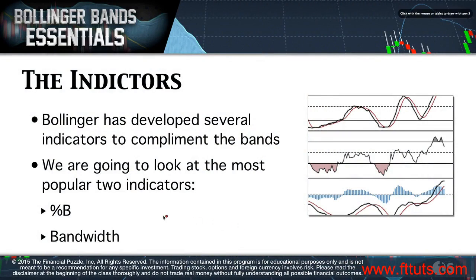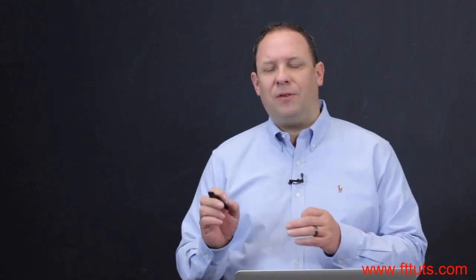These are the two original ones. It's the percent B indicator and the bandwidth indicator. There's an additional suite of indicators that John Bollinger has created. They're not overly widely available. If you go to your generic charting software, you're probably not going to find some of his more advanced indicators that he's developed. And some of them are very niche. They look at some very specific components of a derivative of the Bollinger Bands.